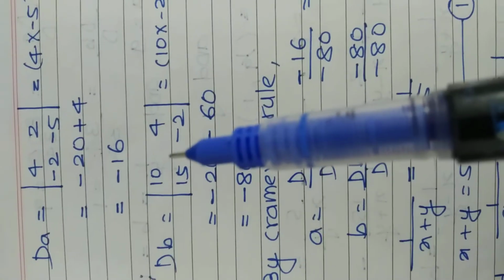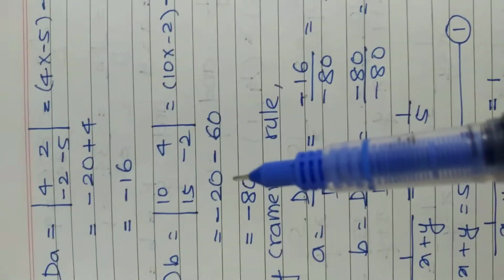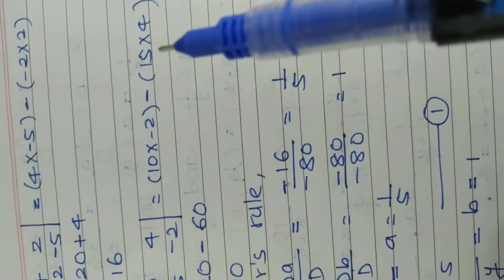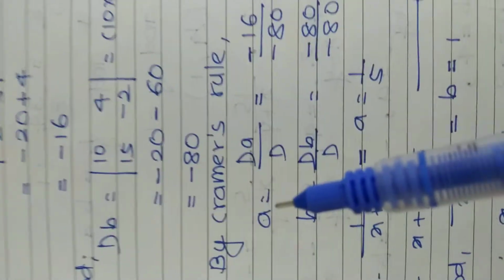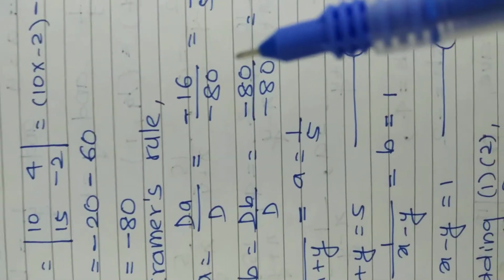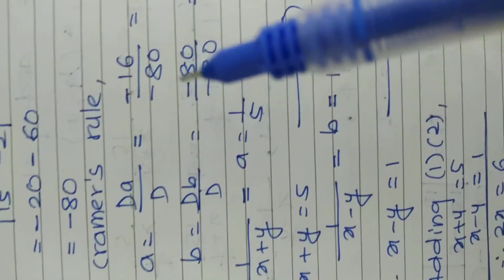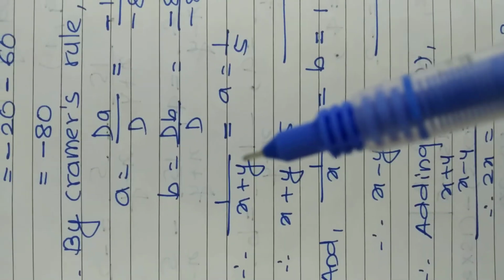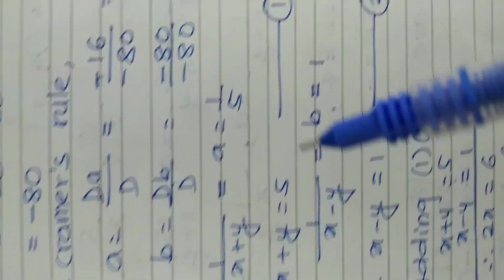Db equals 10, 15, 4, minus 2. So 10 into minus 2 minus 15 into 4. Therefore minus 20 minus 60. So it becomes minus 80. So by Cramer's rule, you can say a equals Da upon D, so minus 16 upon minus 80 equals 1 by 5. b equals Db upon D. So minus 80 cancels, equals 1. So 1 upon x plus y is a, and it is 1 by 5. So taking reciprocal, x plus y equals 5.